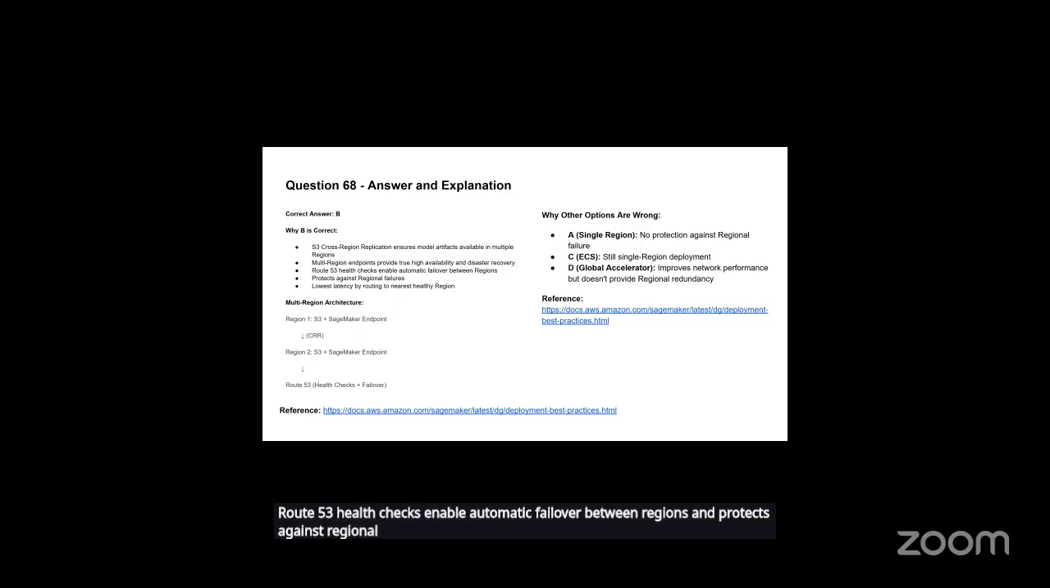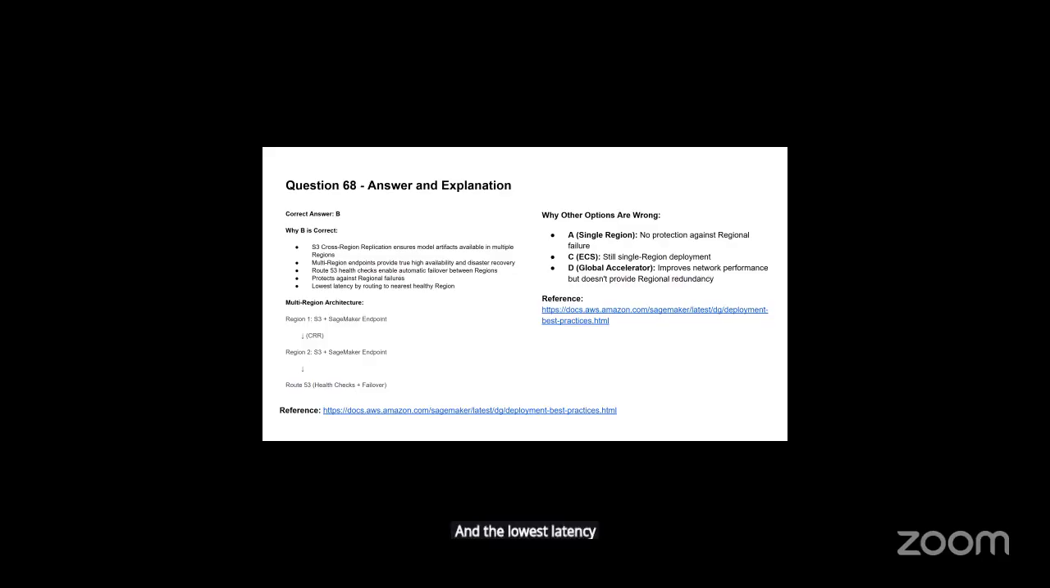B. So, cross-region replication ensures model artifacts are available in multiple regions. Multi-region endpoints provide true high availability and disaster recovery. Route 53 health checks enable automatic failover between regions. It protects against regional failures and gives the lowest latency by routing to the nearest healthy region.